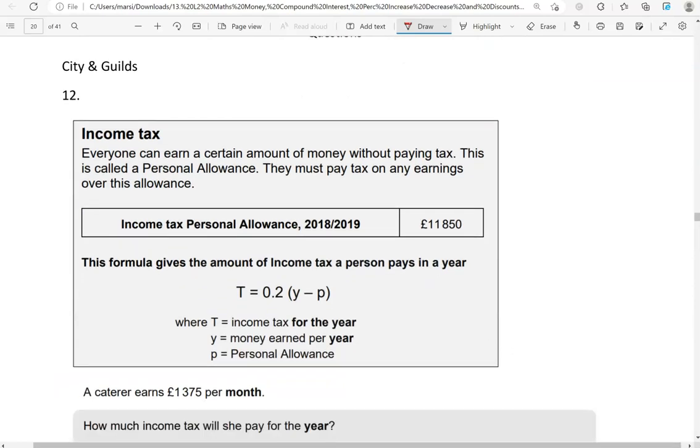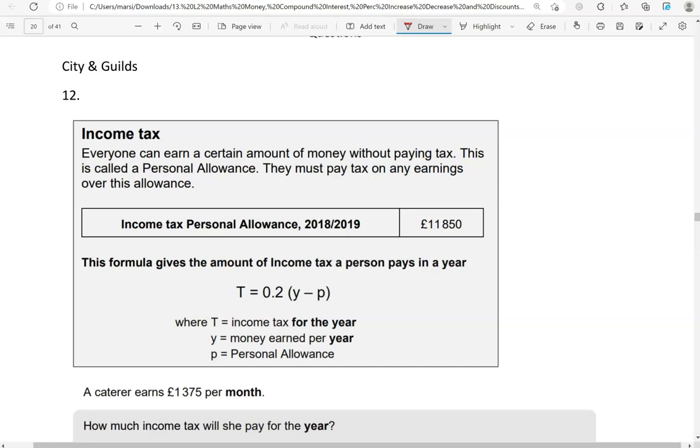Income tax. Everyone can earn a certain amount of money without paying tax. This is called a personal allowance. They must pay tax on any earnings over this allowance. This formula gives the amount of income tax a person pays in a year. T is equal to 0.2 times (y minus P), where T is income tax for the year, y is money earned per year, P is personal allowance.